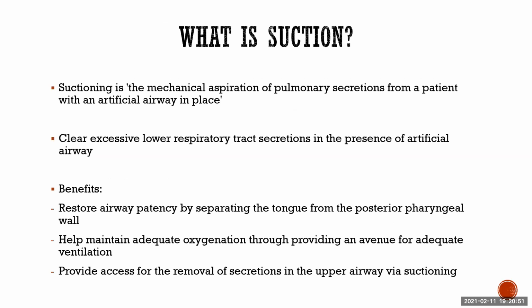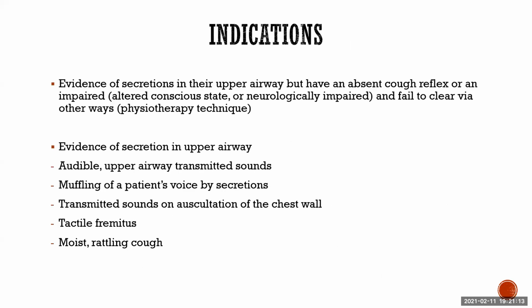So suction is where we want to remove secretions by placing an artificial airway. The benefit is we can help restore airway patency by separating the tongue from the posterior pharyngeal wall, maintain adequate oxygenation, and provide access for removal of secretions. So the indication is evidence of secretion in the airway, but the patient has an absent cough reflex or neurological impairment and fails to clear via other ways, like physiotherapy. If physiotherapy fails, then we need to use suction.